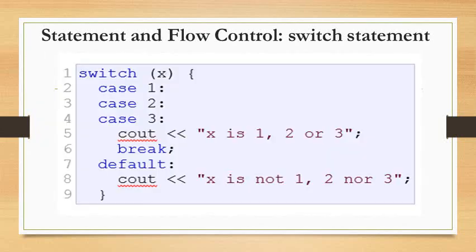Okay. Now, another way to demonstrate the switch statement, look at this example. Switch x begin, case 1, case 2, case 3, then cout x is 1, 2, or 3. Then it will break here. And look at the default: cout x is not 1, 2, nor 3.